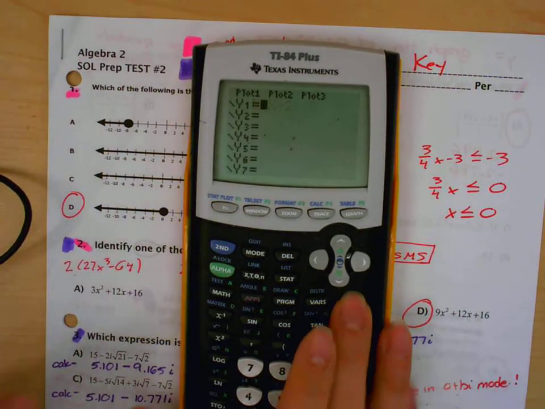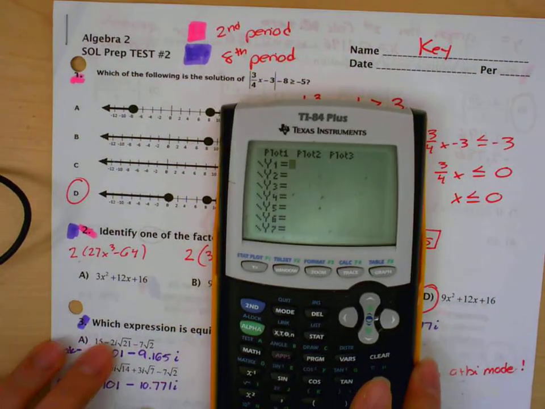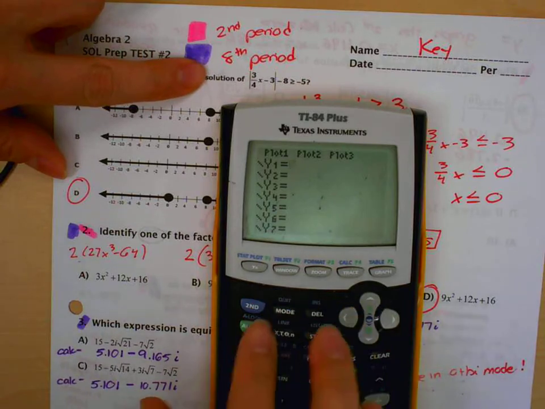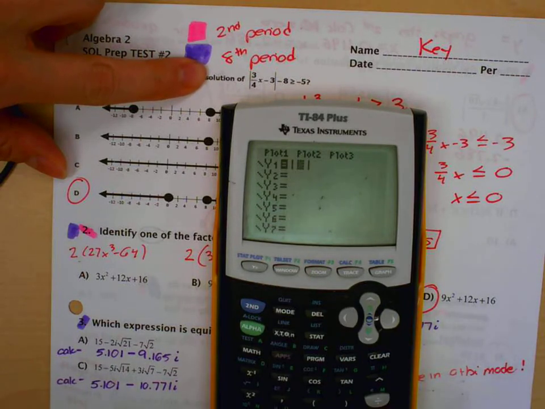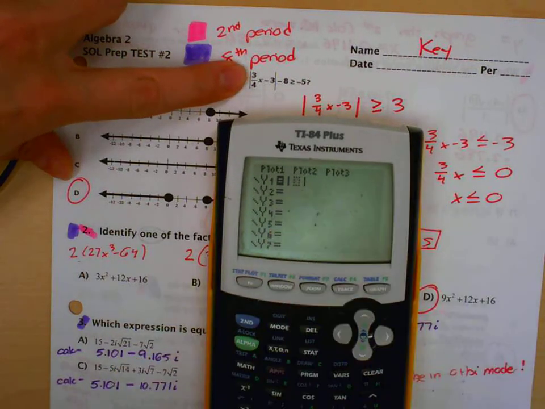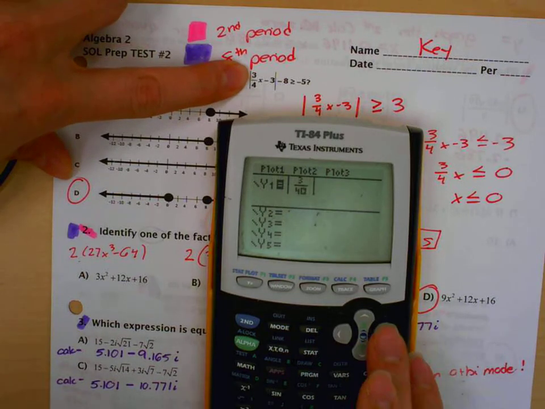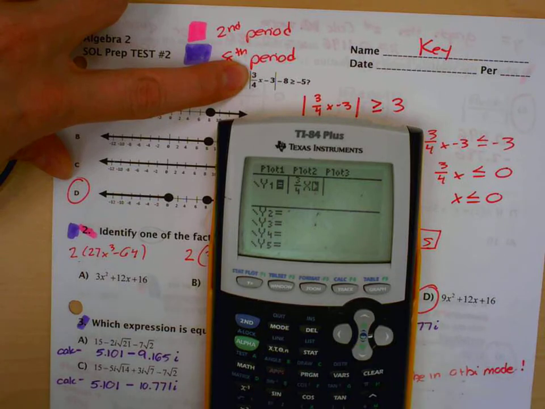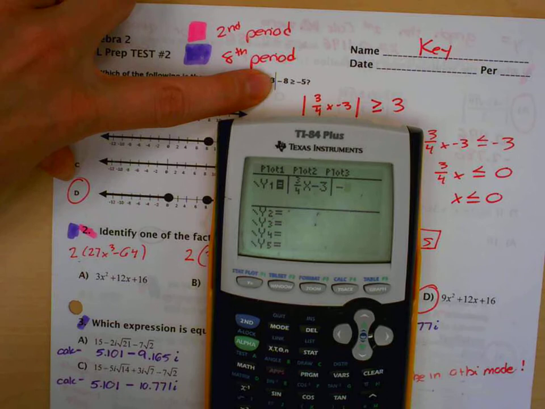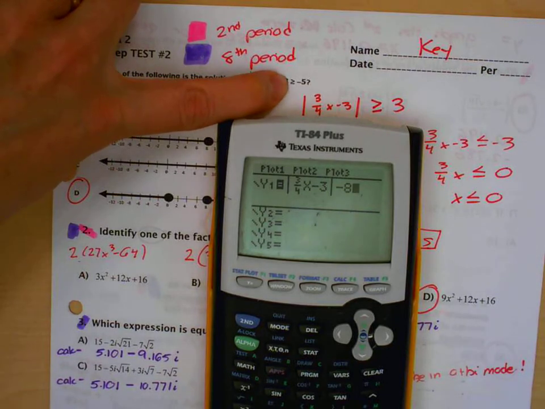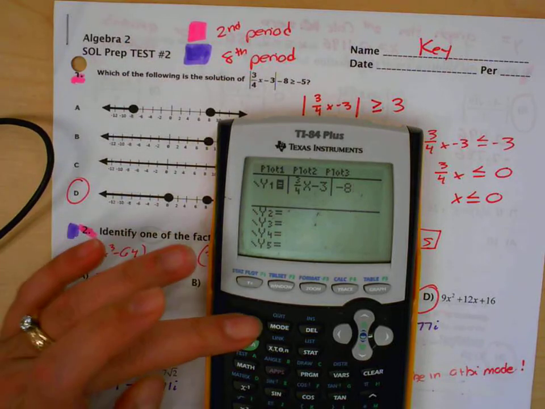If we hit y equals, we're going to put it in. So alpha window 1 gives you absolute value. It's one of the ways to get it. So I'm going to have alpha y equals 3 over 4 x minus 3 inside the absolute value minus 8. And then I'm going to actually put this greater than or equal to sign by doing second math.